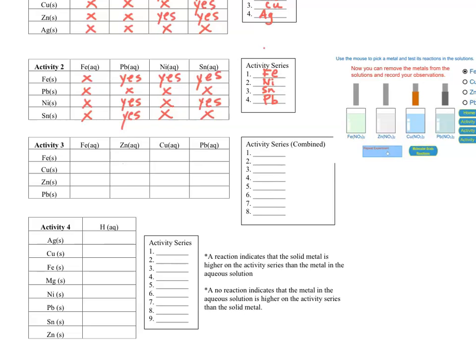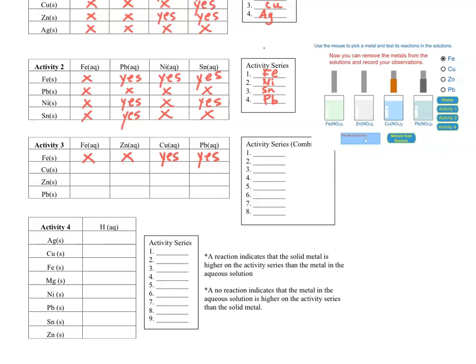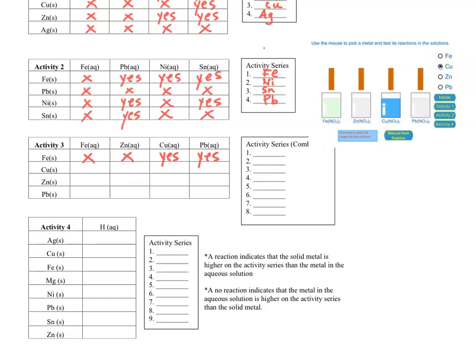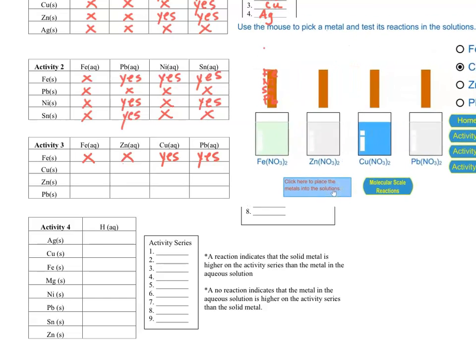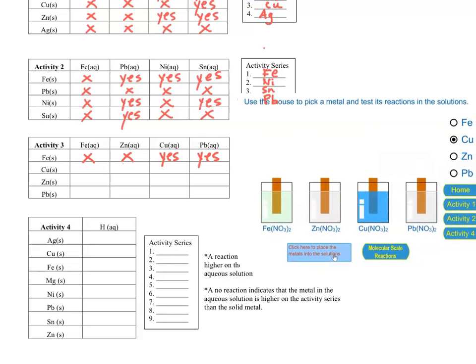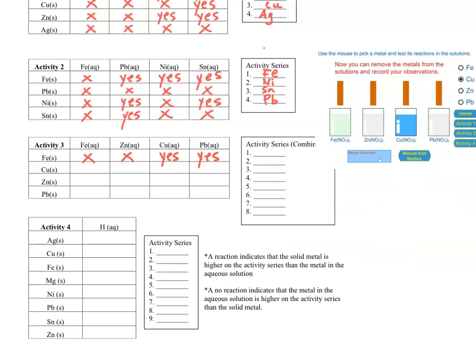All right, the first one, Fe in iron nitrate, has no reaction. Second one, no reaction, and then yes and yes. Yes and yes. All right, the next element will be copper. So we are going to pick copper and dip it into the solution, pull them out and record our observations. Now, what's going on here? In this case, it looks like nothing happened all the way across. No reaction for each of them.